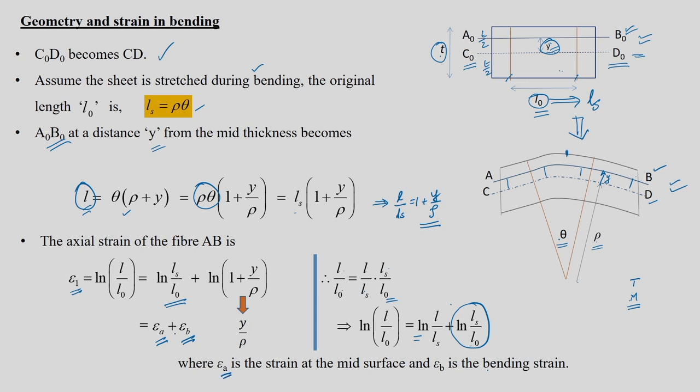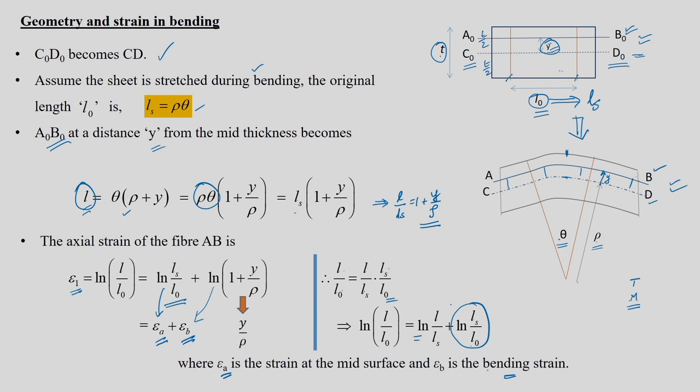And epsilon A is nothing but the strain in the mid surface. Whatever strain I have in the mid surface, that is what I call epsilon A. And I am going to add a component to that, called epsilon B, which is nothing but the bending strain. The bending strain is given by ln of 1 plus y by rho. So, this is epsilon A and this is epsilon B.